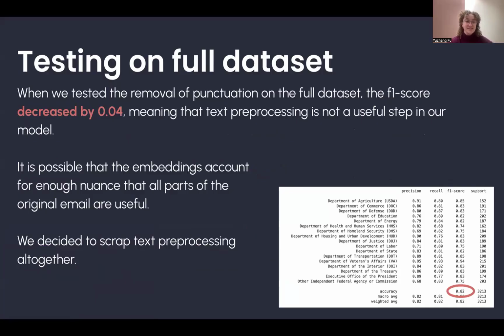One of our theories is that it's possible that the Titan embedding model that we use is sophisticated enough to pick up on the nuances in the language, like punctuation and stop words, to make it so that every single part of the email actually is useful. So we decided to take this information and scrap our whole text preprocessing idea altogether.